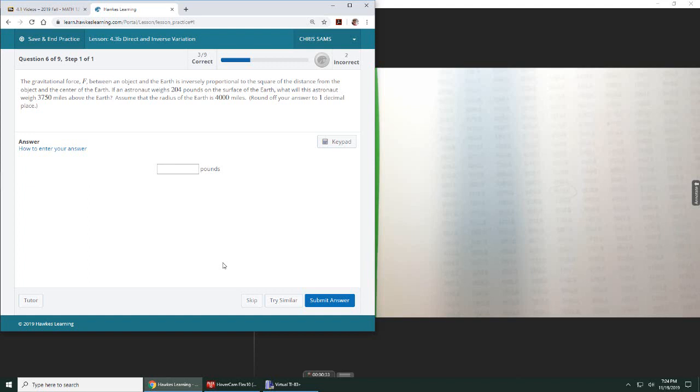So it says astronaut weighs 204 pounds on the surface of the Earth. What will this astronaut weigh if he is 3,750 miles above the Earth? Assume that the radius of the Earth is 4,000 miles. We're going to round to 1 decimal place.